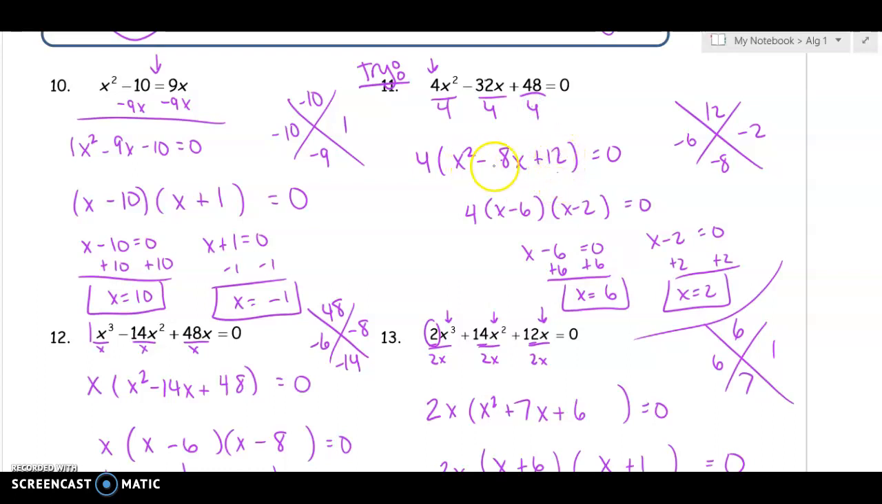After that, box problem. It's got to multiply to 12, add to be negative 8. You're going to get negative 6 and negative 2. So x minus 6, x minus 2 with the 4 out in front. You cannot set 4 equal to 0. All right, that doesn't work out. But you can set x minus 6 equal to 0 and x minus 2 equal to 0. Solve and you will get 6 and 2 for your answer.